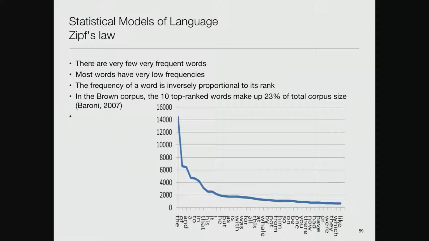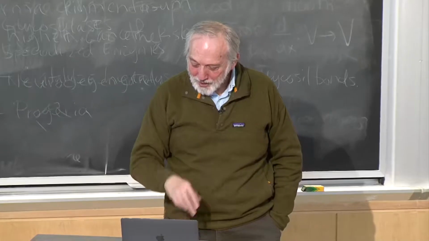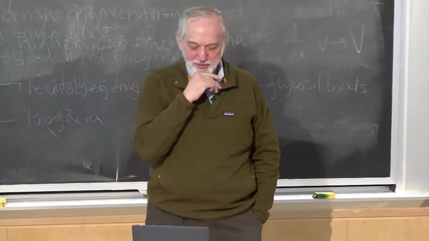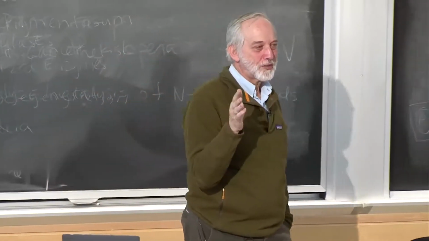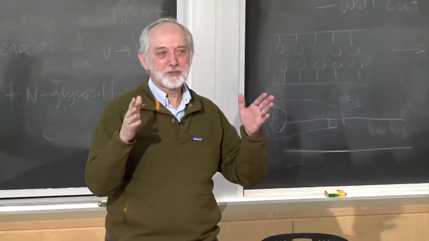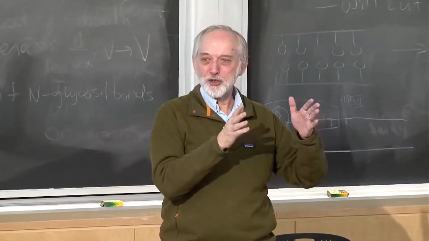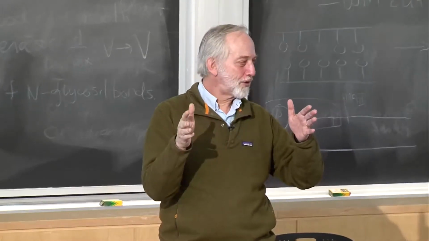And interestingly, in the Brown corpus, the top 10 words make up almost a quarter of the size of the corpus. So you write a lot of thes, ofs, ands, a's, tos, ins, etc., and much less hematemesis, right? Obviously. Okay. So what about n-gram models? Well, remember, if we make this Markov assumption, then all we have to do is pay attention to the last n tokens before the one that we're interested in predicting.